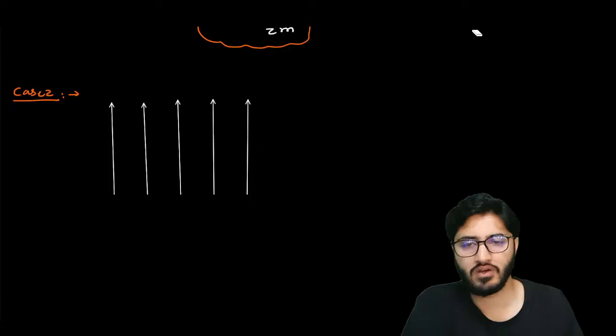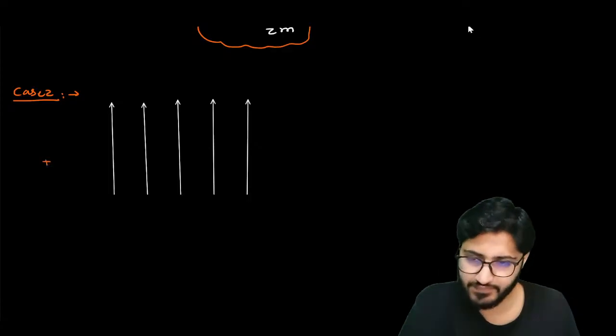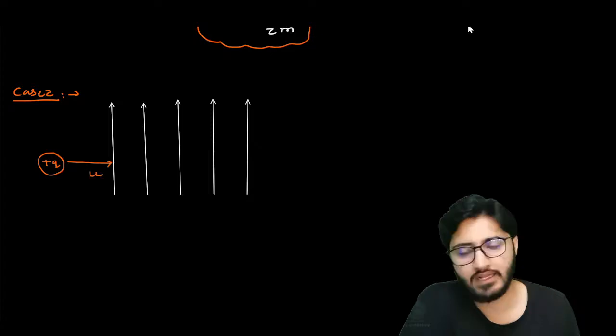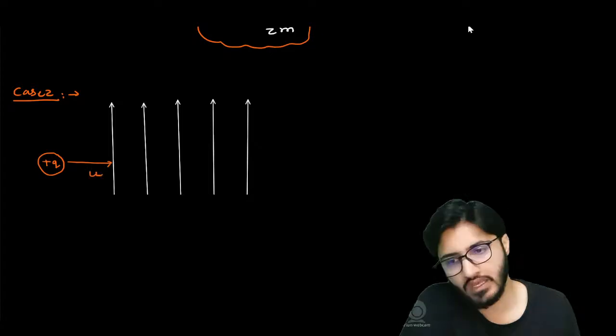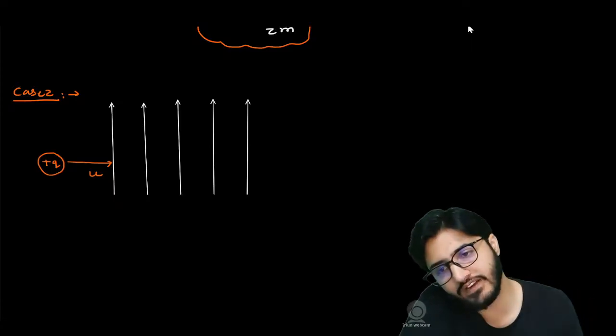Okay, now I have a charged particle here. I am just throwing the charged particle plus q with some velocity u inside this electric field. What does this electric field represent? The arrow is upwards, which means my electric field is in this direction.